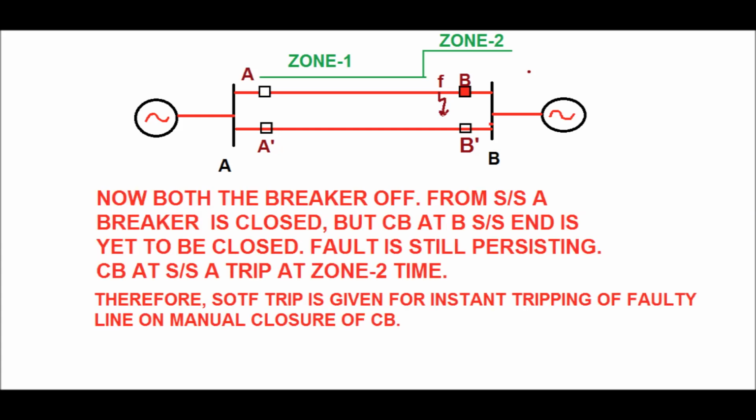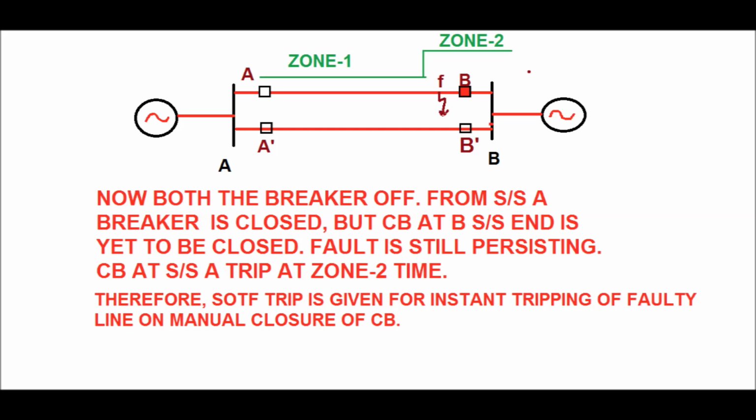After the CB is tripped at both end substations, now at substation A the CB is closed, but at substation B the CB is yet to be closed, and the fault is still persisting. Then what will happen? The breaker at A end will trip in Zone 2 time. There will be no carrier received at the relay at substation A, since the breaker of substation B is yet to be closed. Therefore, it will be a delayed tripping from substation A.